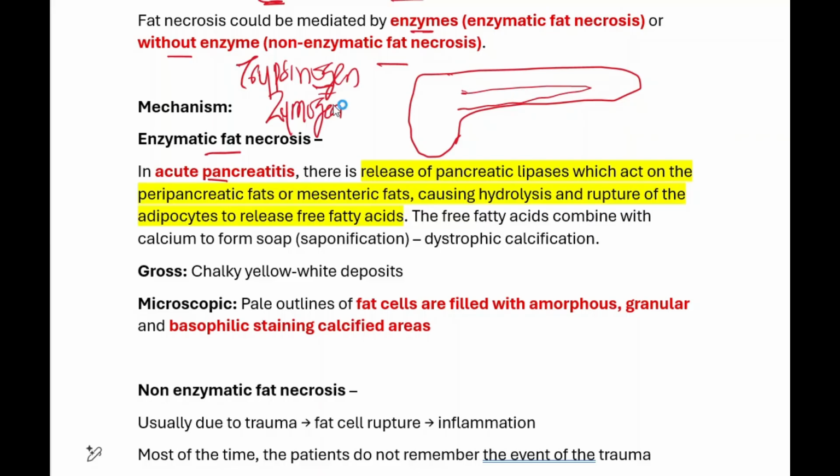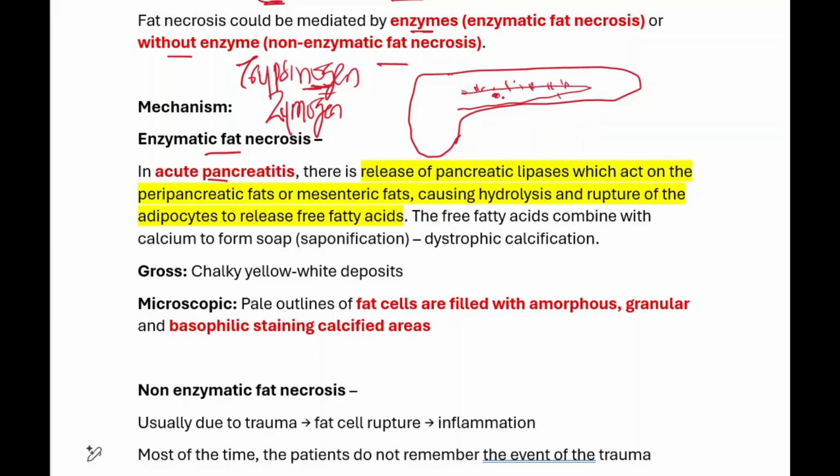They get activated once they get to where they're going in the GI tract, where they help with protein digestion. But in the case of acute pancreatitis, which could be due to gallstone or if somebody is drinking a lot of alcohol, this leads to activation of these enzymes in the pancreas. Once those enzymes are activated, they start to digest the pancreas, because the pancreas is also made up of protein.